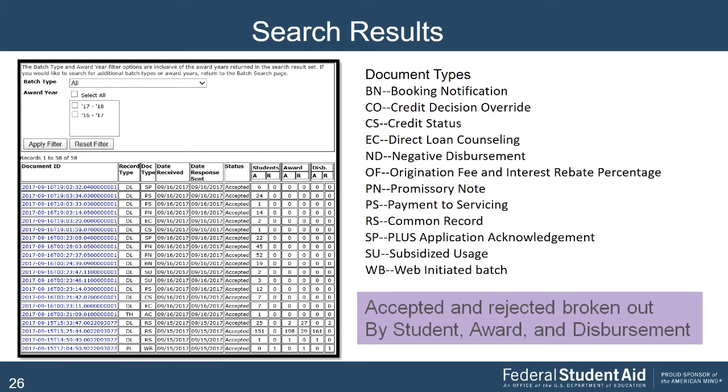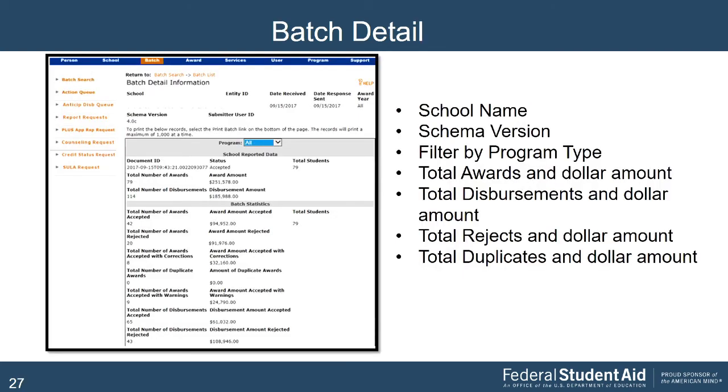There's also a status of whether or not the batch itself was accepted or if it rejected for some reason. And you can also see a quick status of all of the students in that batch that were accepted or rejected, the awards in that batch that were accepted or rejected, and the disbursements in that batch that were accepted or rejected. So if you see something with a lot of stuff in that R column, you might want to deep dive a little bit more into it. And like I said, if you click on that doc ID, it'll take you to the next screen.